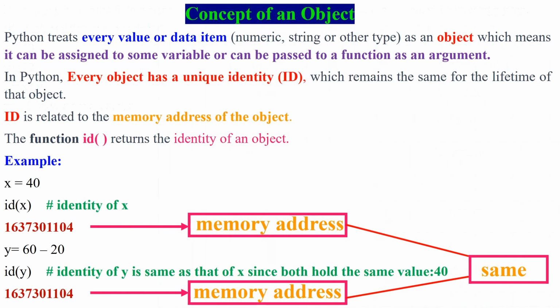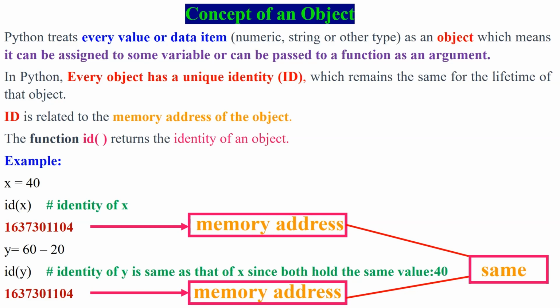Python treats every value or data item, numeric, string or other type, as an object, which means it can be assigned to some variable or can be passed to a function as an argument. In Python, every object has a unique identity, ID, which remains the same for the lifetime of that object. ID is related to the memory address of the object. The function id returns the identity of an object.